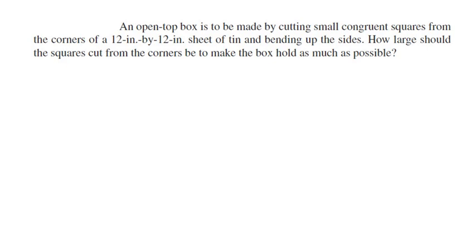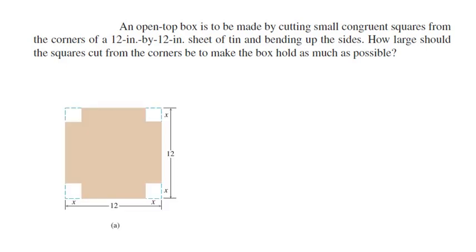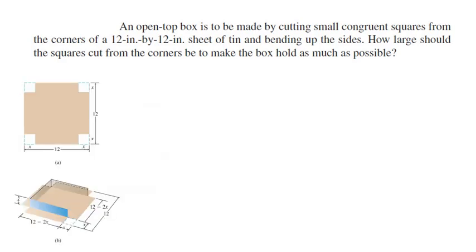So what they mean is to take a 12-inch by 12-inch sheet and cut off x by x squares from the corners. If you cut off these four, you can fold it up. I'll show you another picture. So you can fold it up to make a box.